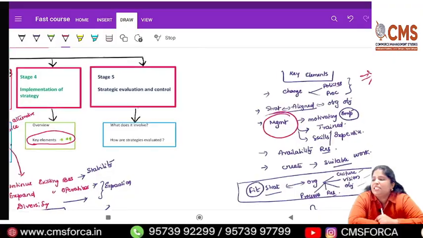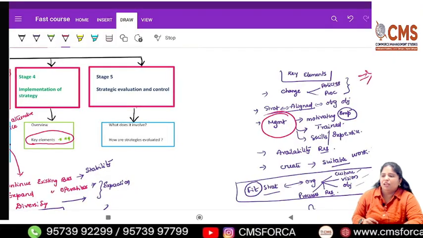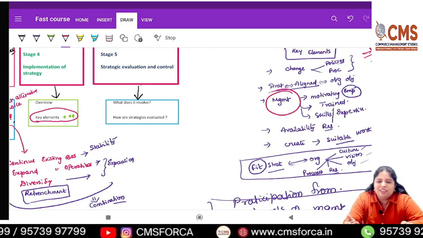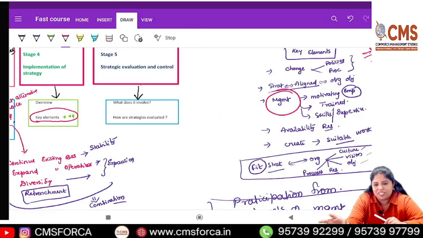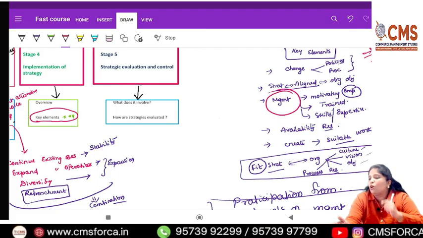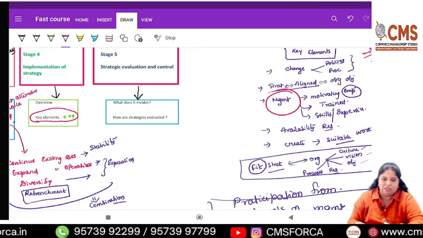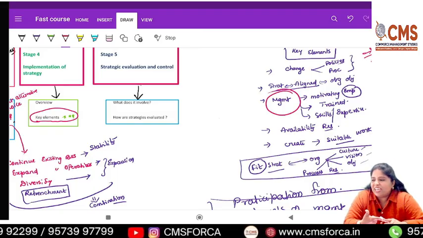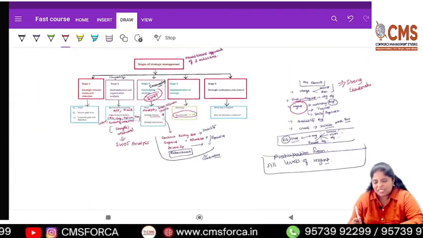And finally, stage 5, we evaluate. How do we evaluate a strategy? By mapping it with industry conditions. If proper alignment is observed, just fine tune your strategy. If proper alignment is not there, you can go about making some corrections and adjustments and perhaps reformulation as well. Why may this problem happen? Poor strategy, poor execution, or both. So revise this key concept.